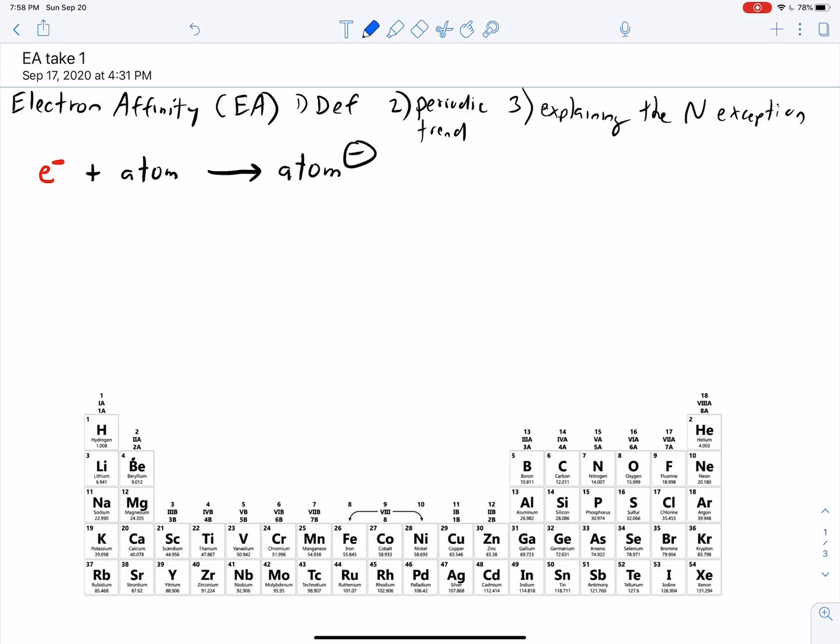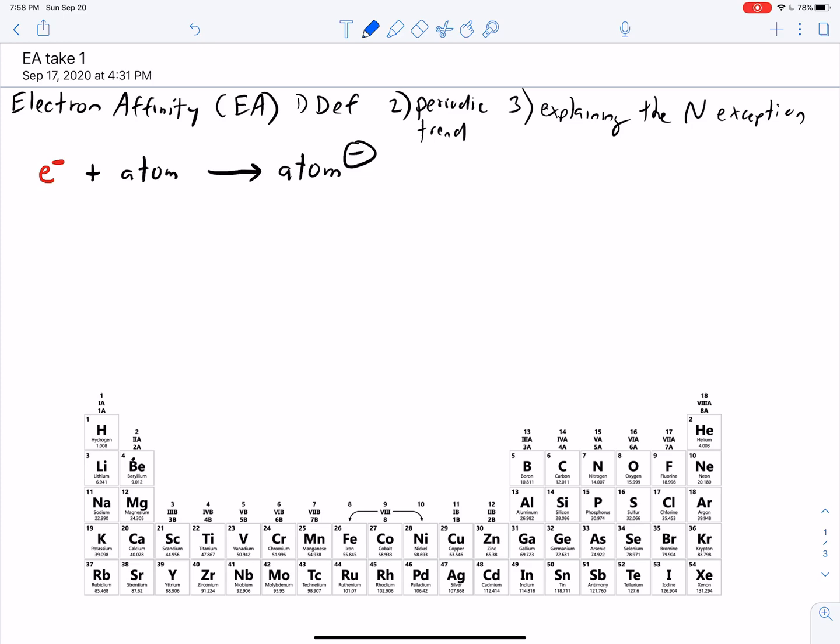Hello, so in this video we will be talking about electron affinity, and similar to the ionization energy video, we'll start by talking through the definition and then walk through the periodic trend, and then end with a problem where we try to explain what's going on with nitrogen, whose electron affinity violates the periodic trend for electron affinity.